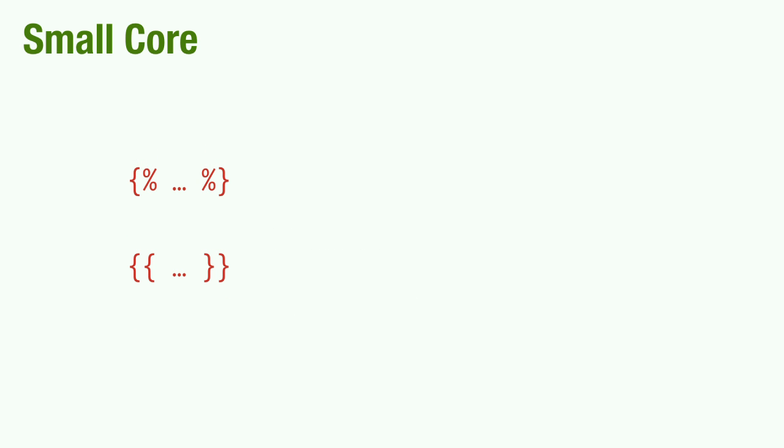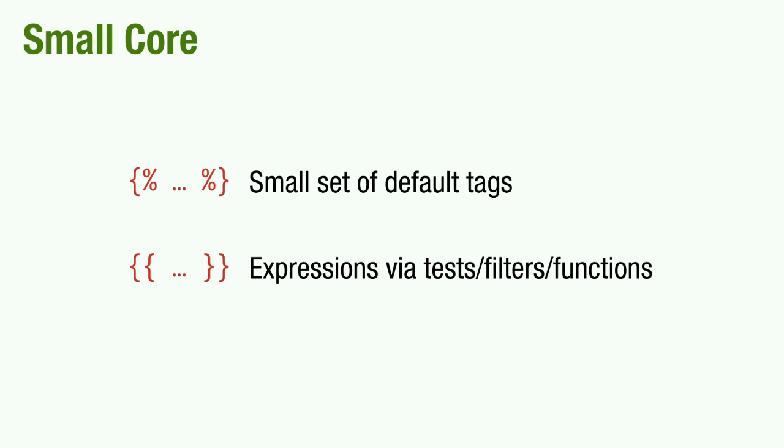And if you have a look at how that's done, we have a very small set of tags. The first one is what we call a tag in Twig. We have a very small set of default tags, and for when you want to say something, we have just one concept, which is an expression. And an expression is composed of a lot of things, can be strings and numbers and whatever, but we also have tests, filters, and functions. That's all. That's all the concept that you need to understand to really master Twig.